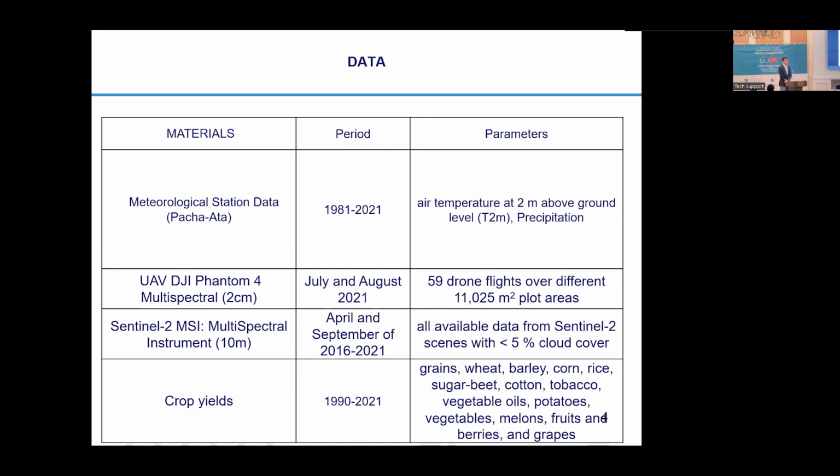Также были использованы статистические данные по урожайности с 1990 года по 2021, которые также являются открытыми, с Наскомстата.